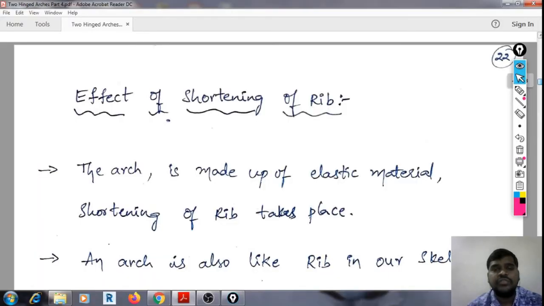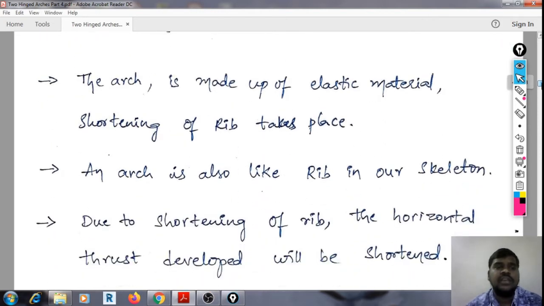Let us look at the effect of shortening of rib for a typical two hinged arch. The final analysis will be done based on horizontal thrust only. If you read out the points, the first important point is that the arch is made up of elastic material, so shortening of ribs takes place. So what is a rib generally? A rib in our skeleton is nothing but in the same manner, the arch is also made of elastic material, so shortening of rib takes place.